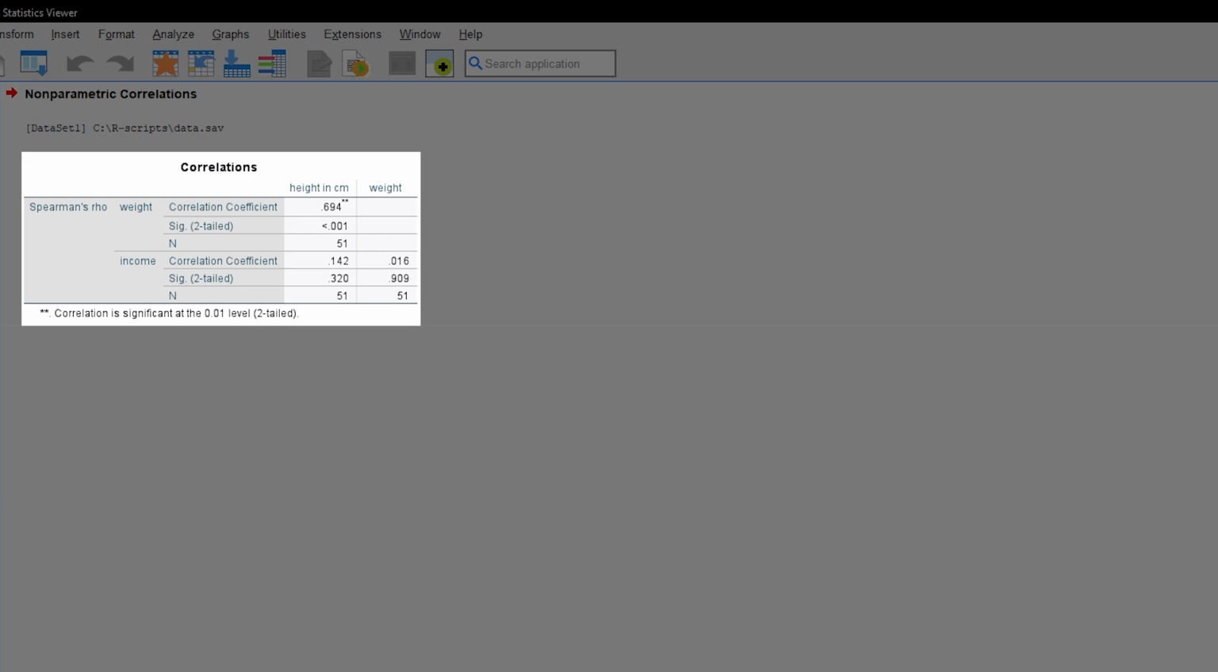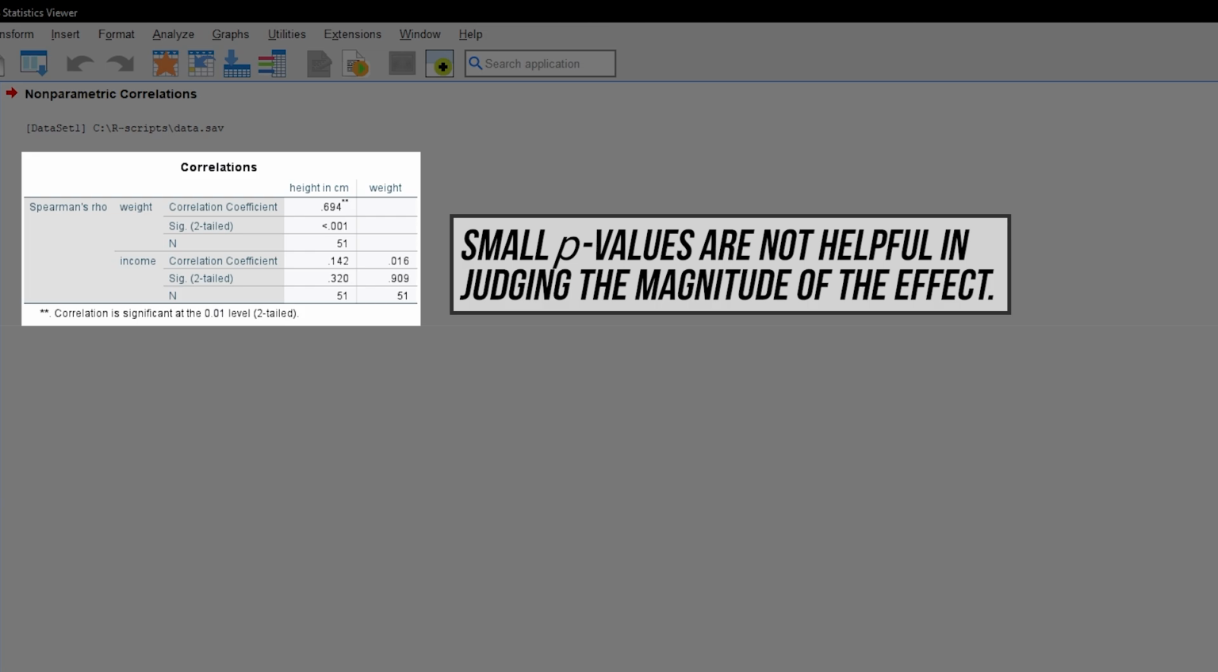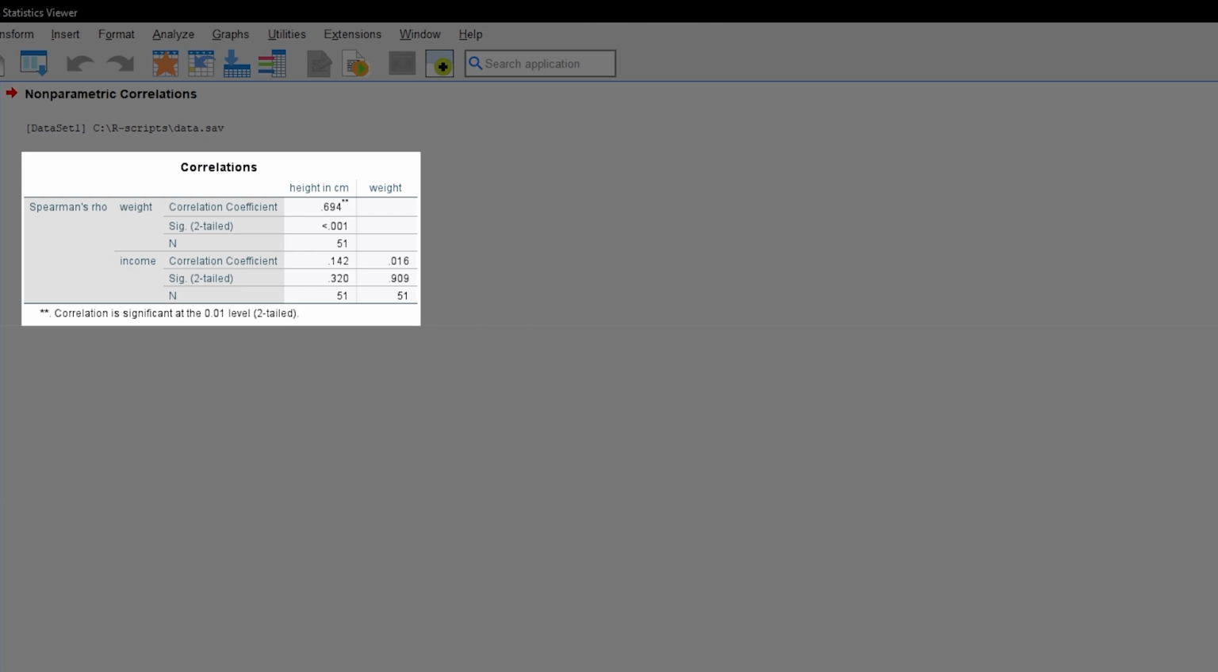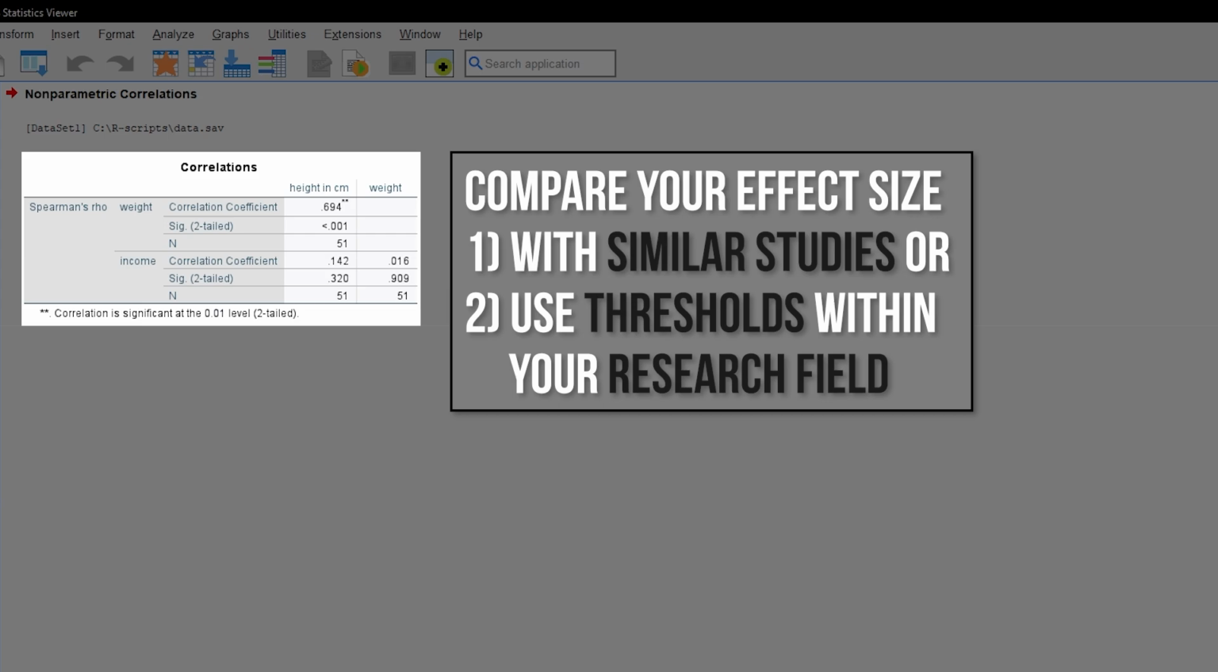Furthermore, a small p-value does not tell you about the magnitude of the correlation, aka effect. The magnitude of the correlation is the correlation coefficient itself. Compare it with existing studies or use research field specific thresholds to classify your correlation.